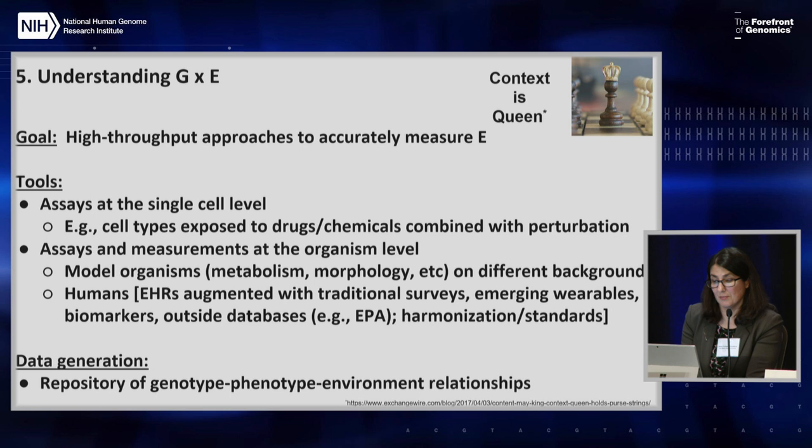And so we're still in desperate need of this because unlike genome-wide association studies, it's very difficult to combine these data sets across cohorts because there are no standards or harmonization frameworks that have been used to effectively help us combine those data for the powerful studies that we're going to need in humans. So that one is a bit more daunting and multi-year, I would think. So the data generation here is expected to be a repository of genotype, phenotype, environment relationships in general.